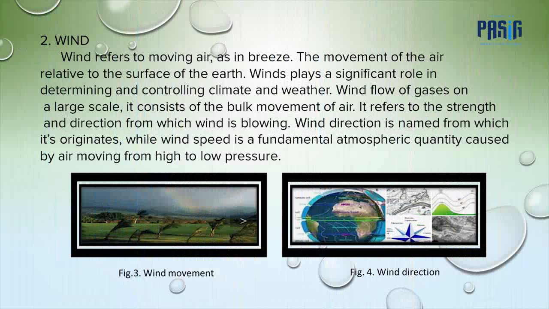Wind. Wind refers to moving air. In a breeze, it is the movement of the air relative to the surface of the earth. Wind plays a significant role in determining and controlling climate and weather. Wind is the flow of gases on a large scale. It consists of the bulk movement of air. It refers to the strength and direction from which wind is blowing. Wind direction is named from where it originates. Wind is a fundamental atmospheric quantity caused by air moving from high to low pressure.